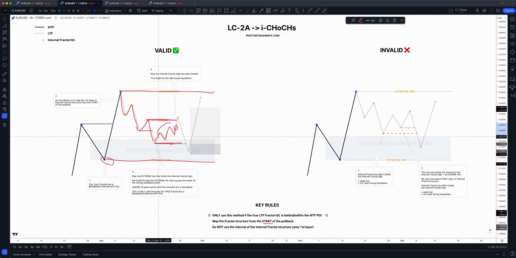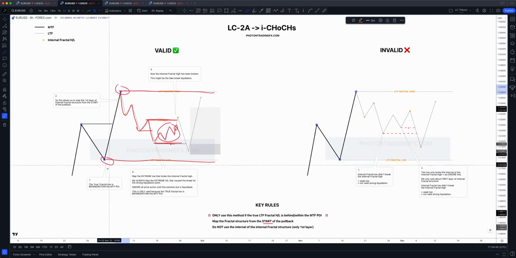So all of this price action here, what is this? This is in between the internal fractal high and the internal fractal low. So what would we call this? We would call this the internal of the internal fractal structure, right? It gets a bit confusing. We always ignore this price action, okay? So we only ever go to one layer of internal fractal structure. We never go to that second layer. We are never mapping or caring about the internal of the internal fractal structure, okay?